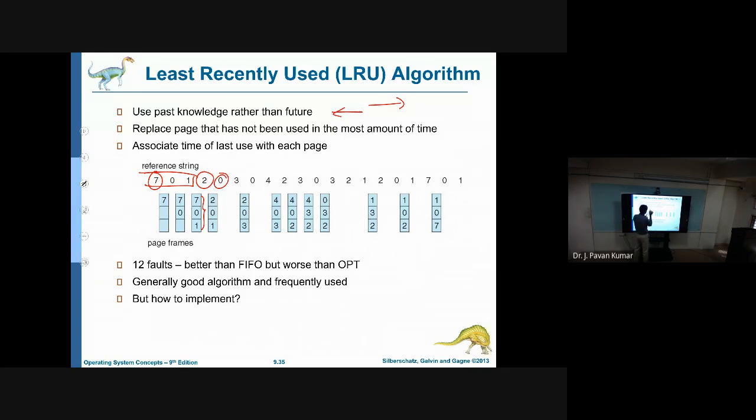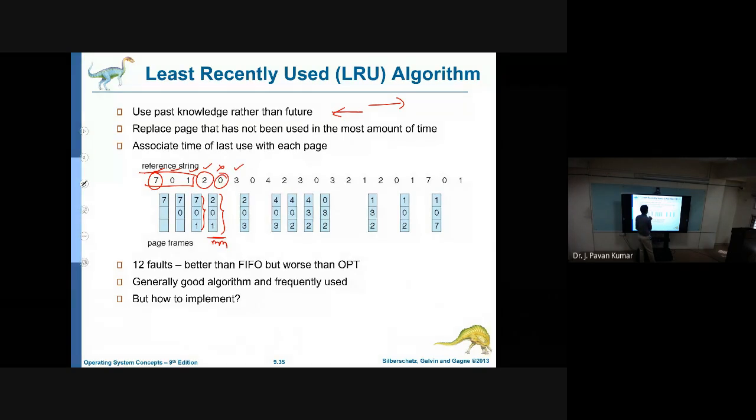Now 0, there is no page fault, right? 2, 0, 1 is the content of the main memory, so no page fault. But here page fault, here page fault, here page fault. Okay, fine. Next 3, which one we have to replace? 3 means page fault will occur. So which one we have to replace?